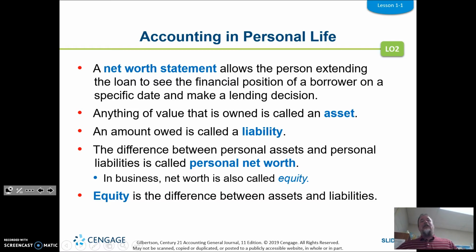When you owe money, that amount owed is called a liability. So if I borrowed money to buy my car, I have a liability to pay the bank the amount that I owe for the car. Okay? Businesses have the same thing. Now, the difference between personal assets and personal liabilities is a personal net worth. In a business, that could be called net worth, but it also could be called equity. And equity is the difference between assets and liabilities.